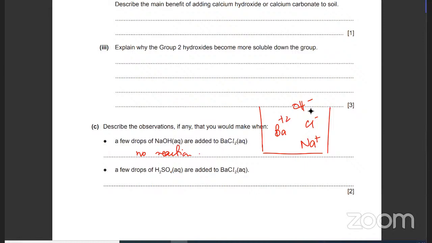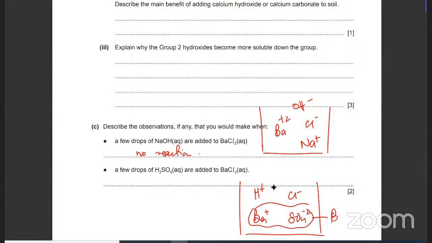But in the other one, there is going to be a reaction. If you add barium chloride, which is soluble, giving barium ions and Cl- ions, and you mix H2SO4 into it, which will have H+ and SO4 2- ions, there's obviously going to be a reaction. What insoluble compound would be formed? Barium sulfate. So there's going to be a precipitate of barium sulfate. HCl would remain part of the solution, so you would see a white precipitate.